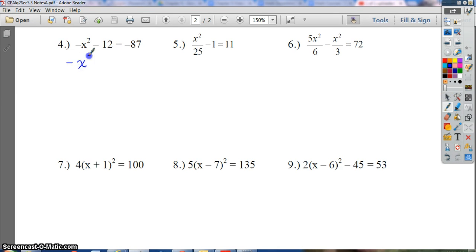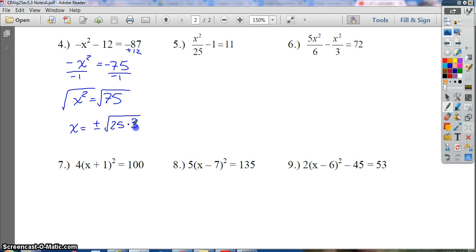It's going to be negative x squared plus 12. So that'll be 75, divided by negative 1. So x squared equals 75. Square root, don't forget your plus or minus. 75 is 25 times 3. So this will be 5 square root of 3. Positive 5 root 3 and negative 5 root 3. You need both. Okay.